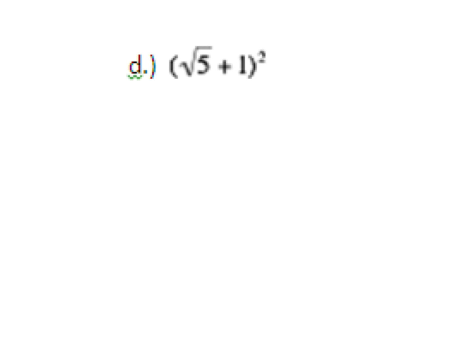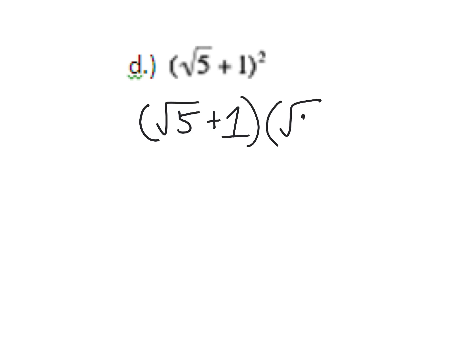I encourage students, when you see a set of parentheses squared, you know, that's how the big kids write it, but to go backwards on that idea, this is the same idea as the square root of 5 plus 1 times the square root of 5 plus 1. So when you see these problems, don't be shy. They're just FOIL problems in disguise. So I am going to FOIL.